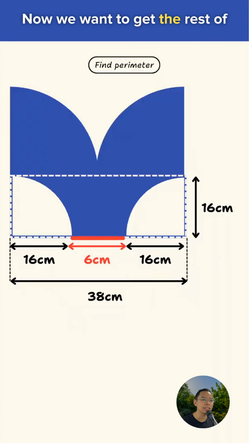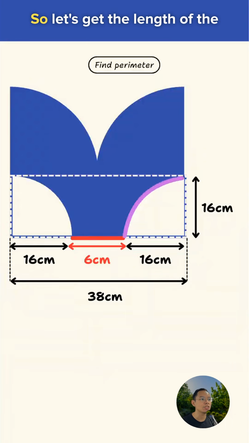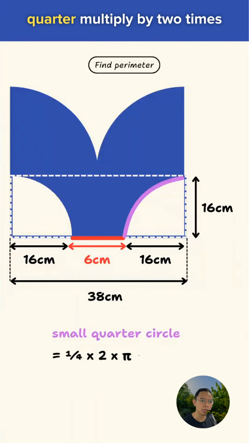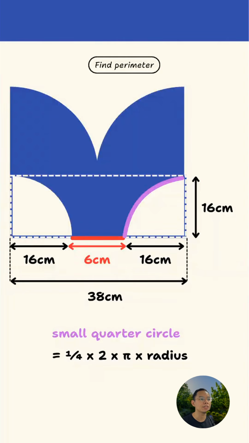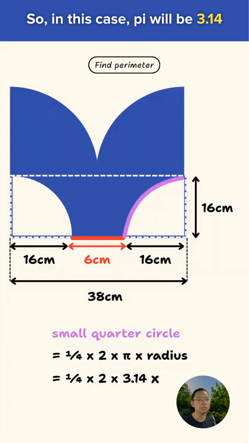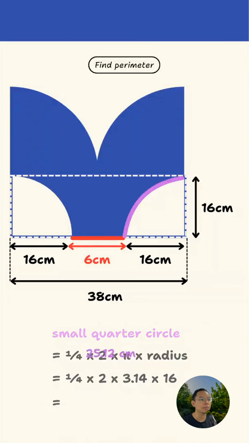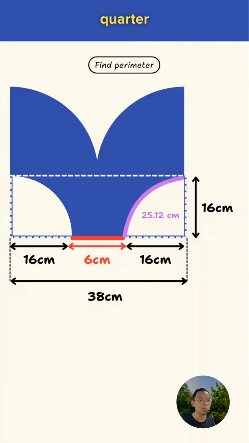Now we want to get the rest of the length. So let's get the length of the small quarter circle. In this case, the small quarter circle will be 1 quarter multiplied by 2 times pi times radius. Pi will be 3.14 and the answer is 25.12 centimeters.